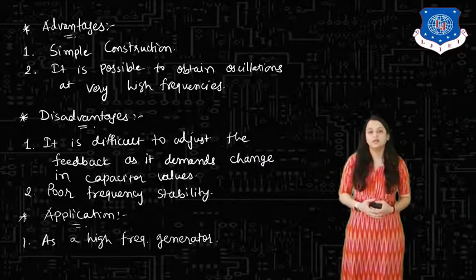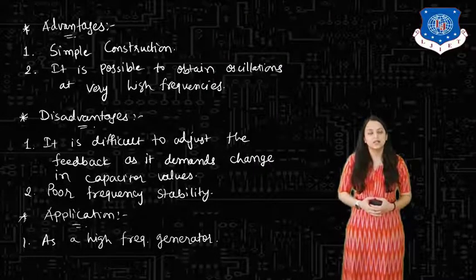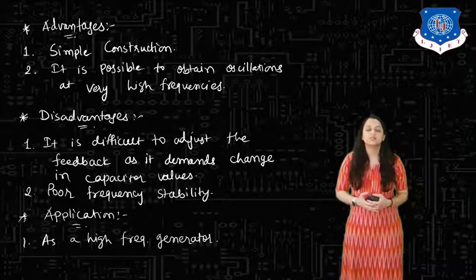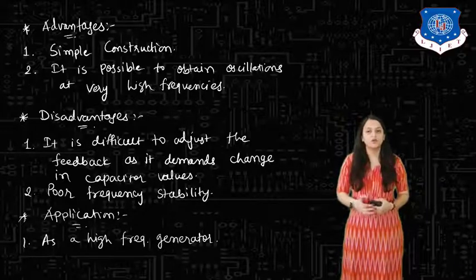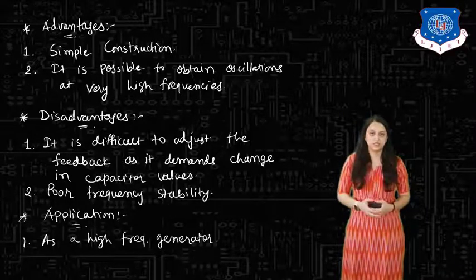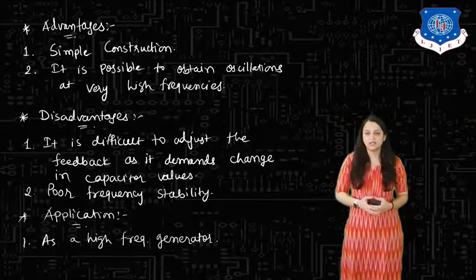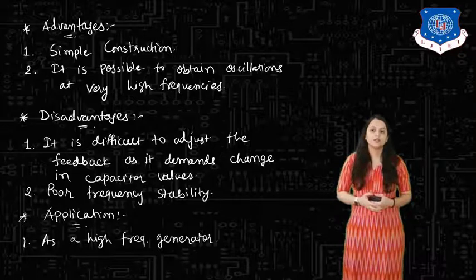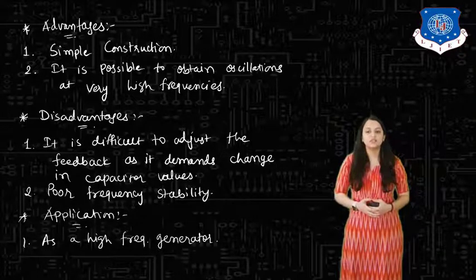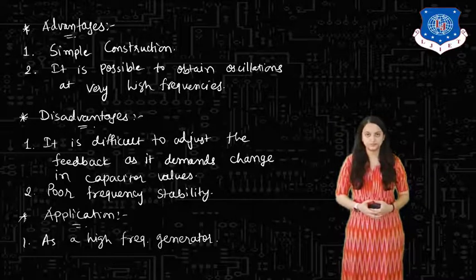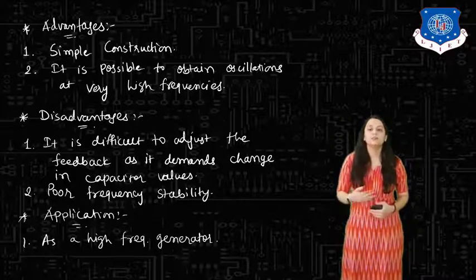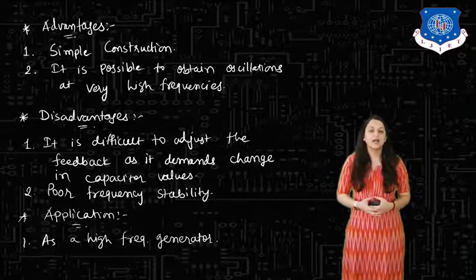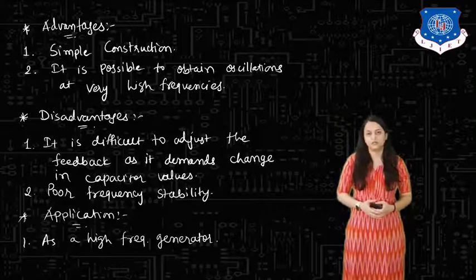Let us see the advantages of this. The first advantage of this oscillator is that it is simple in construction. Second, it is possible to obtain oscillations at very high frequencies. If we consider disadvantages, the first disadvantage is that it is difficult to adjust the feedback as it demands a change in capacitor values. Second, it has poor frequency stability. The application of this is that it can be used as a high frequency generator.